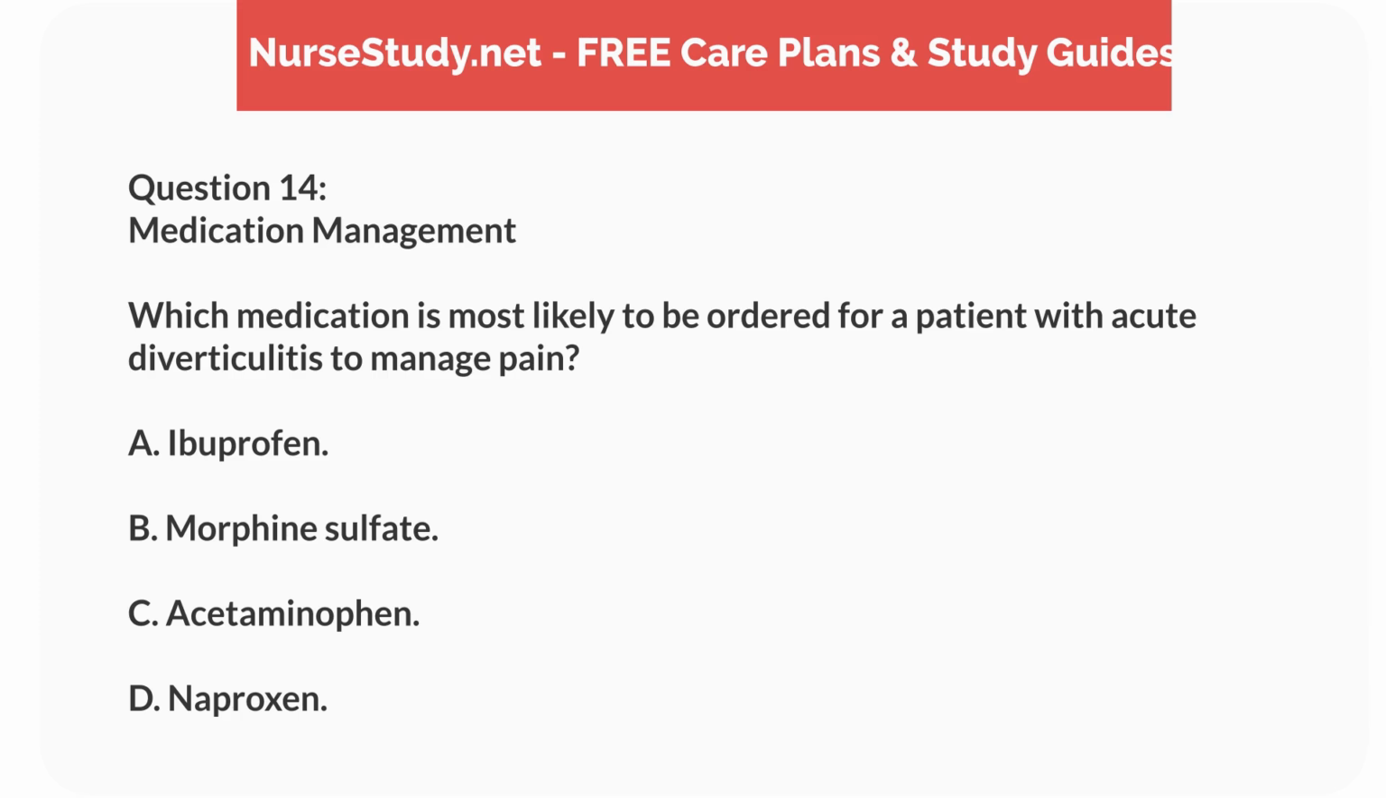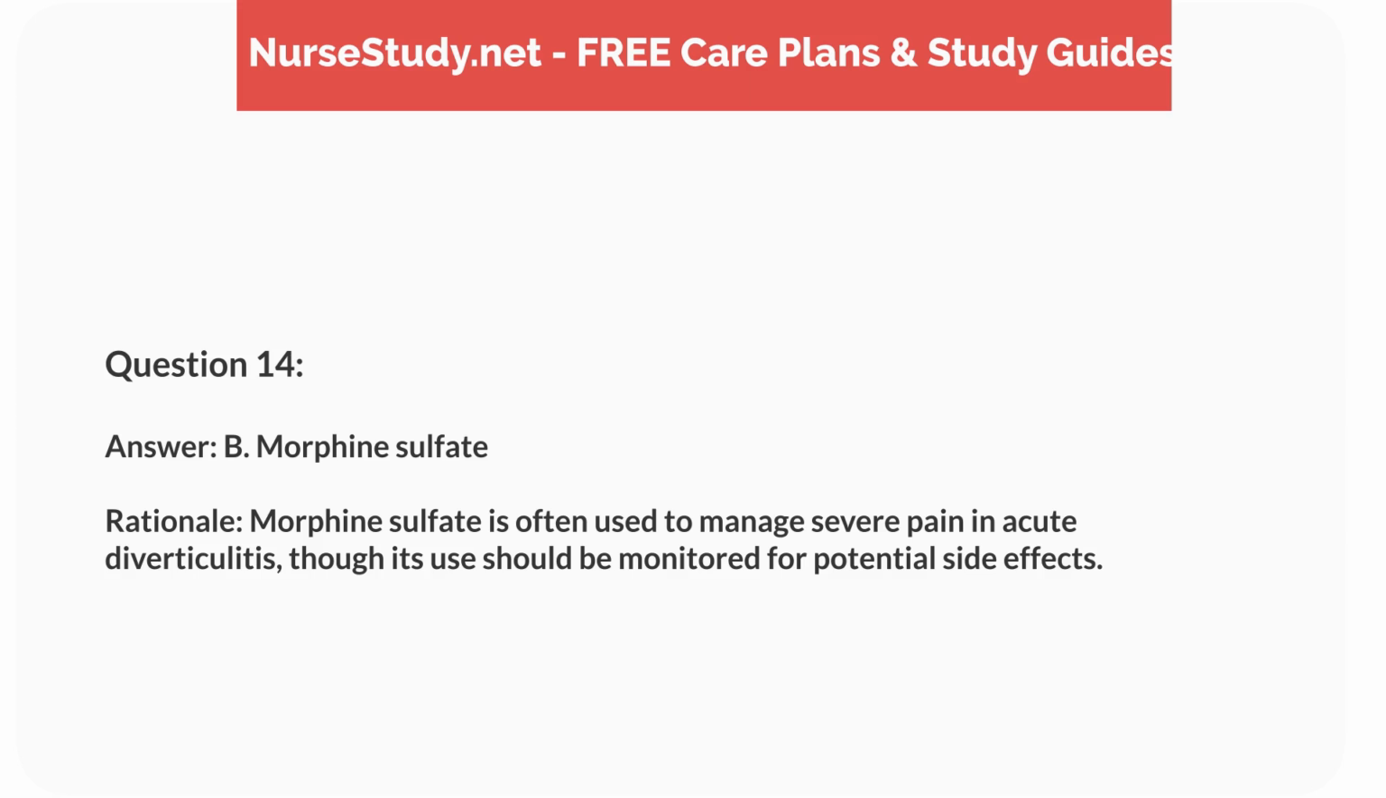Question 14. Medication management. Which medication is most likely to be ordered for a patient with acute diverticulitis to manage pain? A. Ibuprofen. B. Morphine sulfate. C. Acetaminophen. D. Naproxen. Answer: B. Morphine sulfate. Rationale: morphine sulfate is often used to manage severe pain in acute diverticulitis, though its use should be monitored for potential side effects.